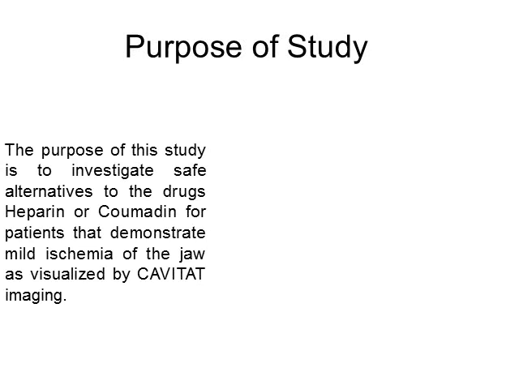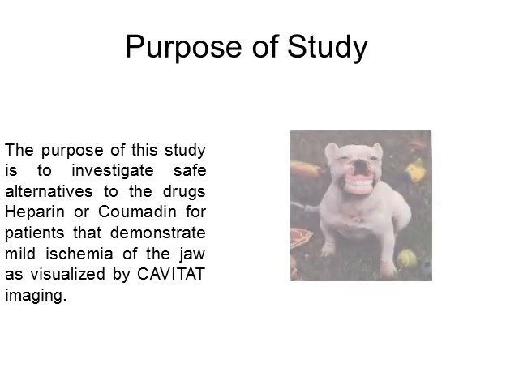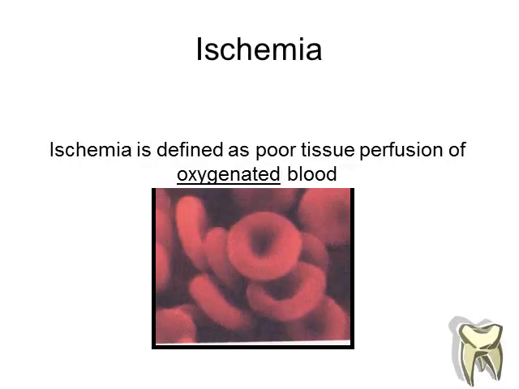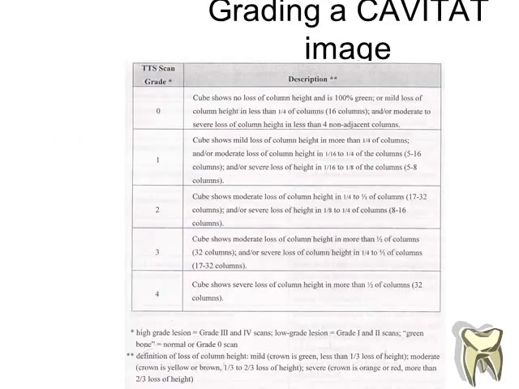The purpose of this study is to investigate safe alternatives to the drugs heparin and Coumadin for patients that demonstrate mild ischemia of the jaw as visualized by cavitat imaging, which is a speed of sound photography. Ischemia is defined as poor tissue perfusion of oxygenated blood. There was a grading system used, 0 through 4, discussing the cubes and the color of the cubes, how many of the cubes were in the green.